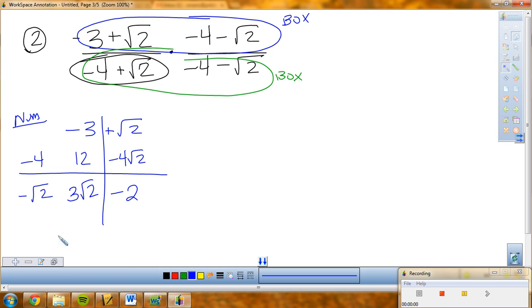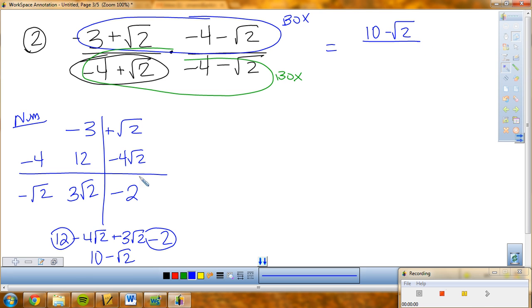So now when I go to simplify, I have 12 minus 4 root 2 plus 3 root 2 minus 2. And I'm going to get 12 minus 2 being like terms, so I have 10, and negative 4 plus 3 is going to be a negative root 2. So that's going to be my numerator. So I'm going to write that back at the top so that I remember that.